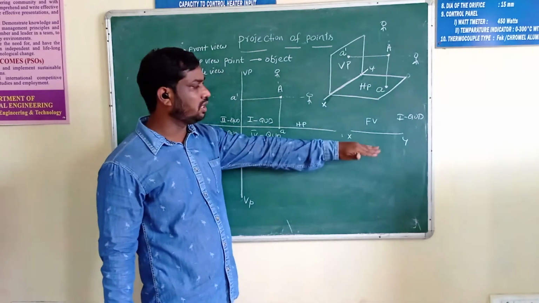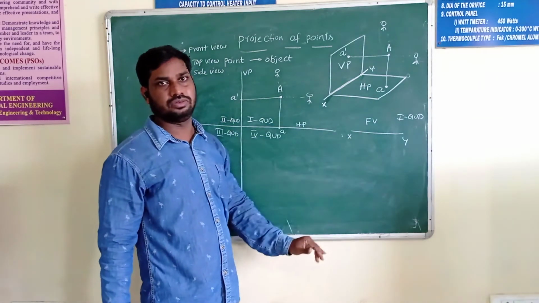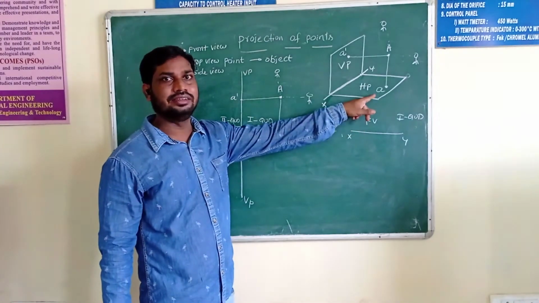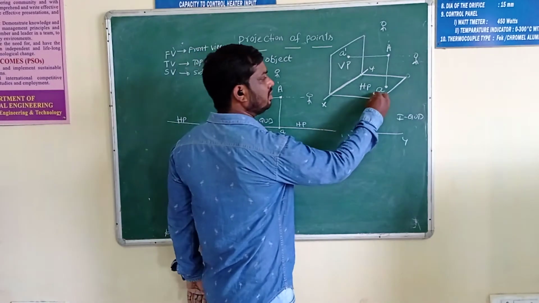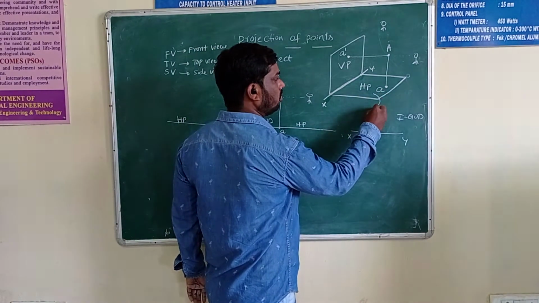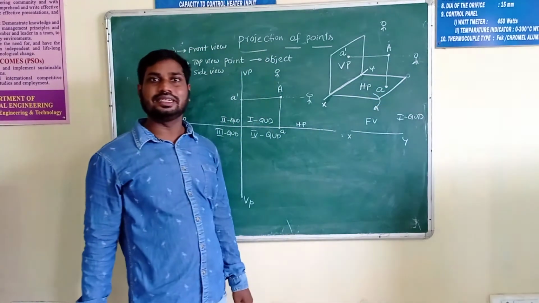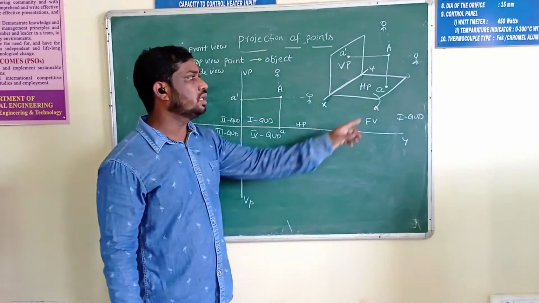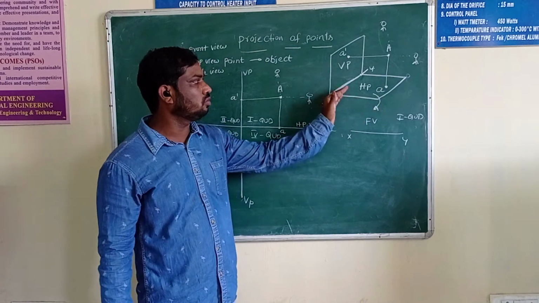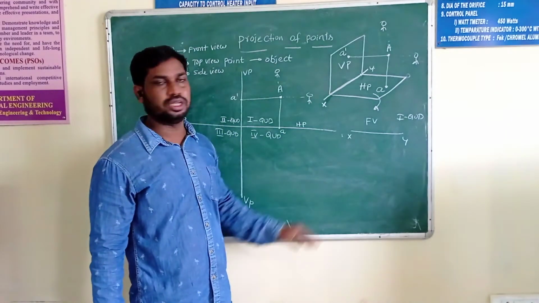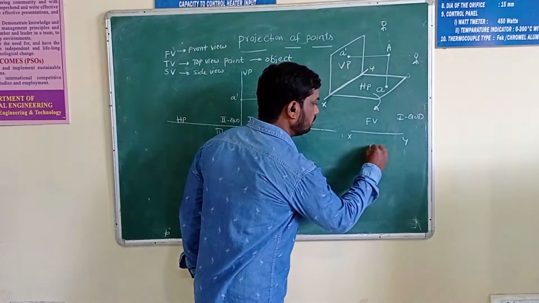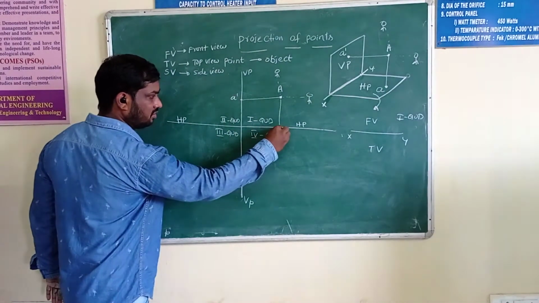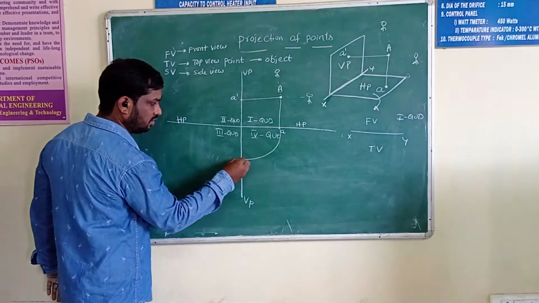But we are going to draw only above or below, so we can open the horizontal plane. What is the condition? Rotate the horizontal plane in the clockwise direction by 90 degrees. If you rotate it clockwise by 90 degrees, the point is transferred below the XY line, so that you get the top view below the XY line. Like this, the horizontal plane rotates clockwise and the point is shifted to this.